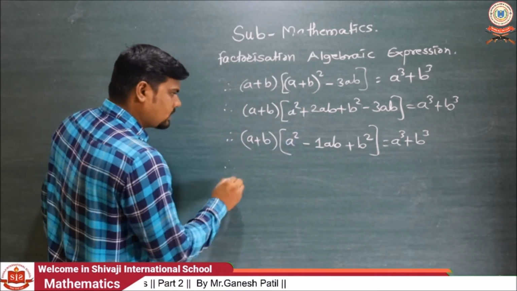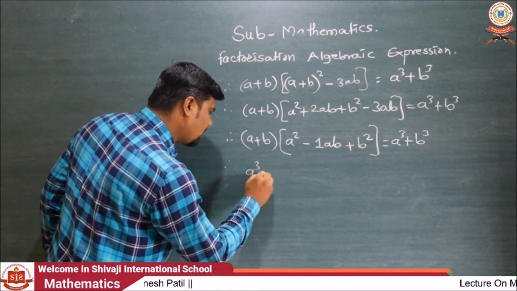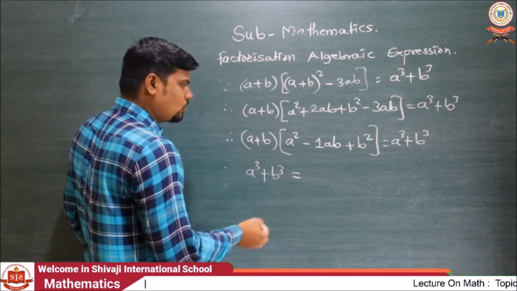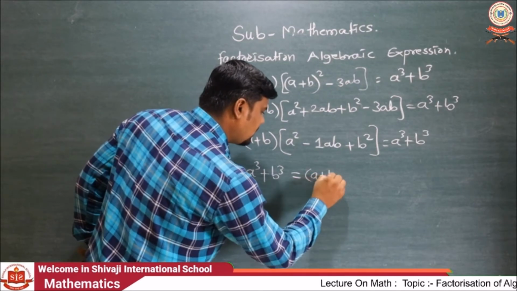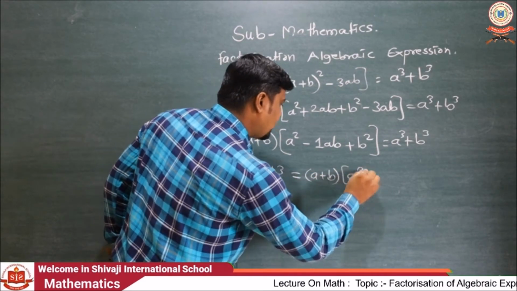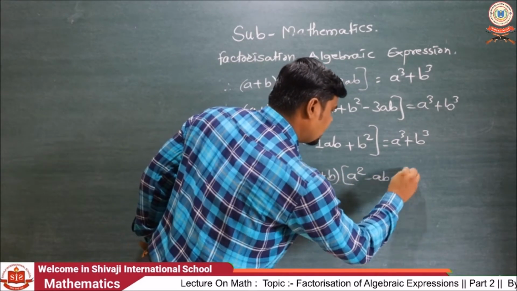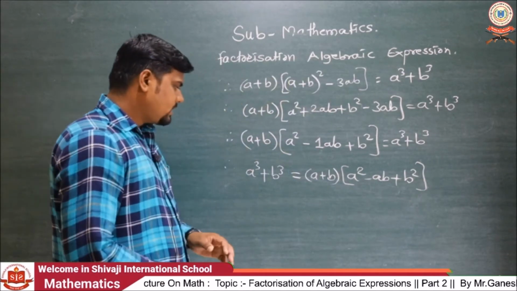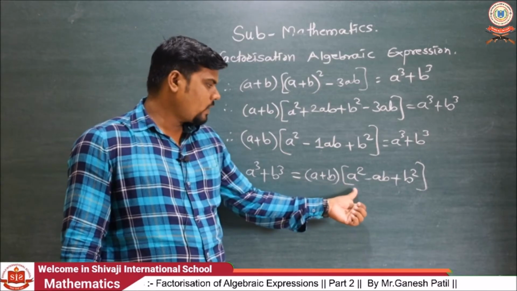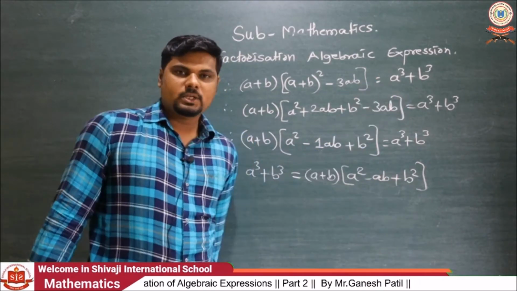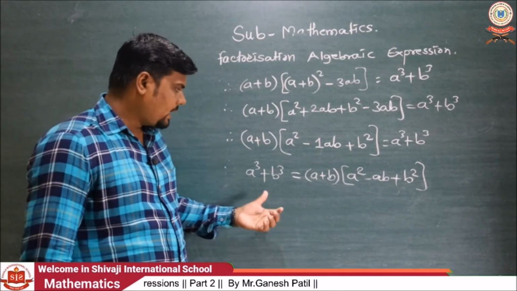Then the formula: taking this side, a cube plus b cube is equal to the other side, (a plus b) into a square minus ab plus b square. The factors of a cube plus b cube are (a plus b) in the first bracket, and in the square bracket a square minus ab plus b square. That's all.